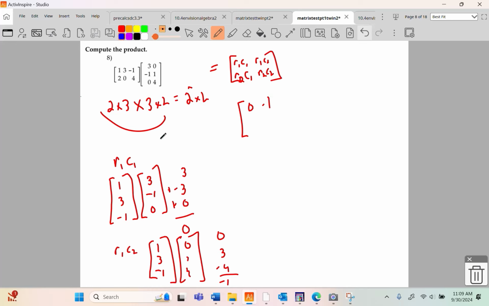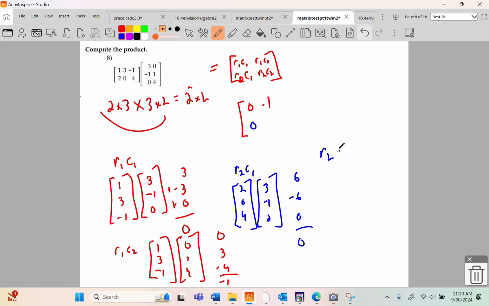Now I'm at row 2, column 1. Row 2 is 2, 0, 4. Column 1 is 3, -1, 0. If I multiply across, I get 6, -6, and a 0. Sum is 0. And finally, I am at row 2, column 2, the last position. So 2, 0, 4, and then 0, 1, 4. I'll get 0, 0, 16. That sums to be 16.